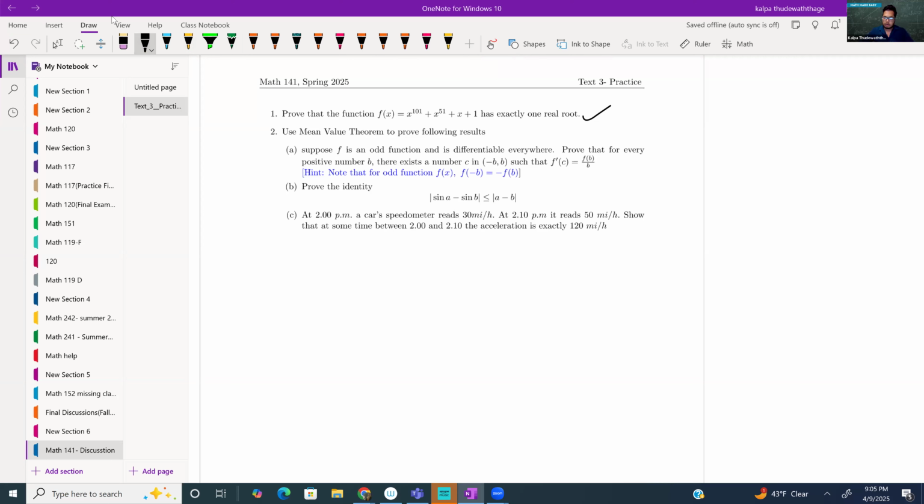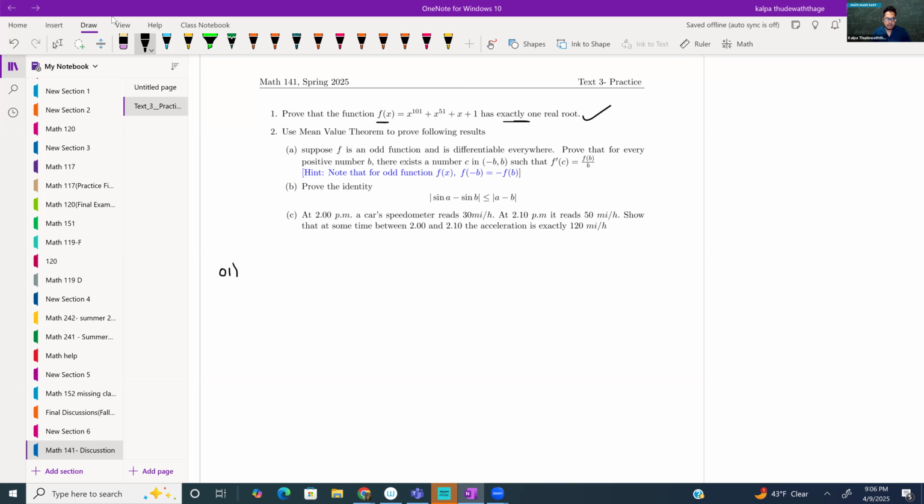The first question talks about showing that this function has exactly one real root. So it's not about finding the solution the usual way; you have to show the existence of the solution. You have to show there is only one real root. So first, you want to explain there exists at least one solution.